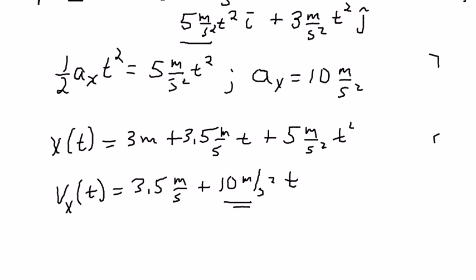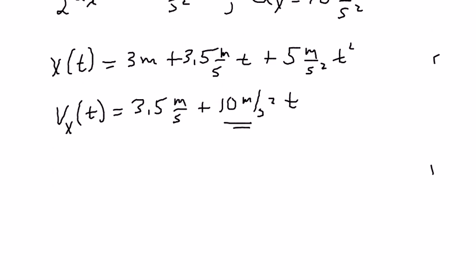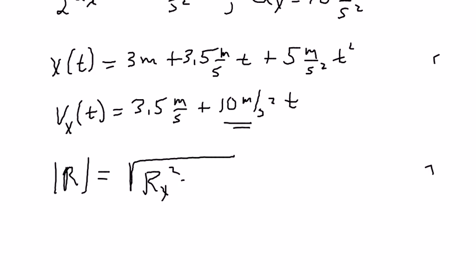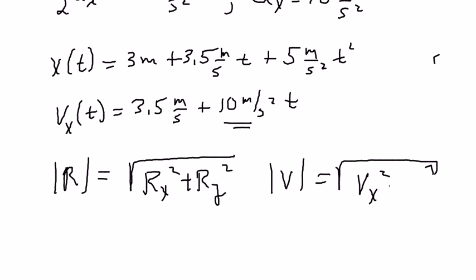The last thing that bears repeating is that at any point the magnitude of the vector, or the length of the vector, looks like r sub x squared plus r sub y squared, under a square root. And you can similarly write the magnitude of the velocity as v_x squared plus v_y squared, under a square root.